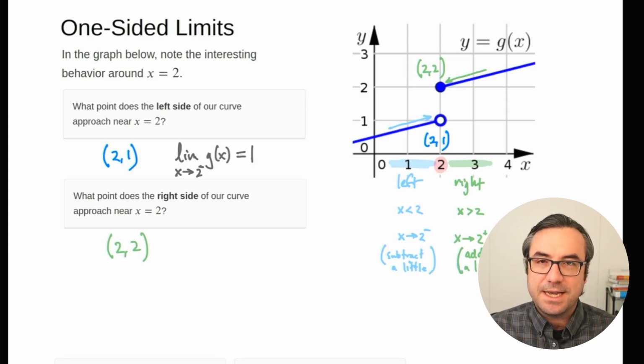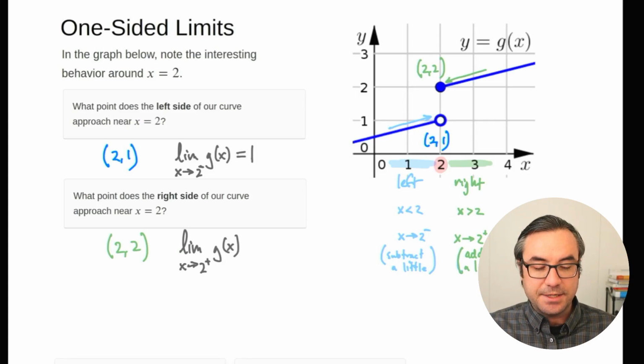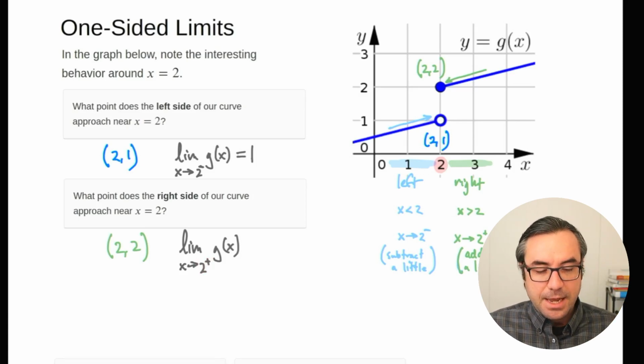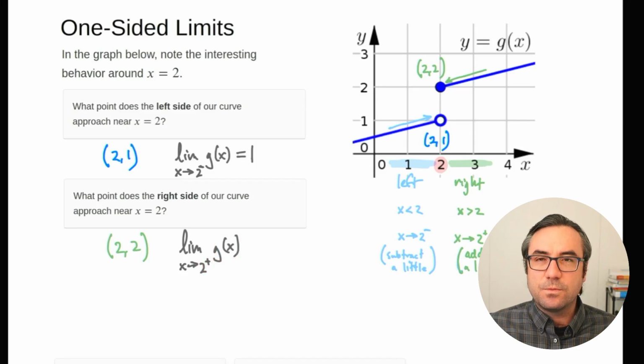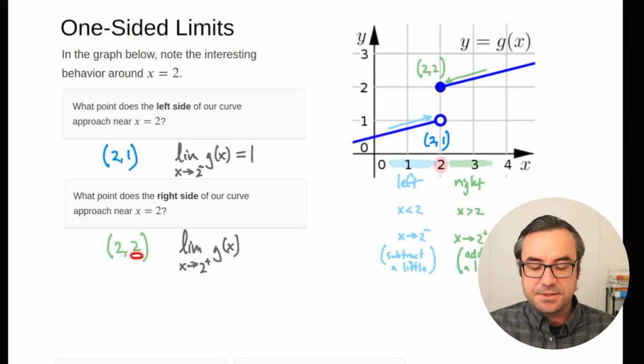In this case, the location is that y value, so it's 1. And what about the right-sided limit? Well, the way we would write this out is the limit of g of x as x approaches 2 from the right. Again, we're approaching 2, but with values that are just slightly bigger. And we're looking for what's the location? Where are you going? And in this case, the location is this y value of 2.